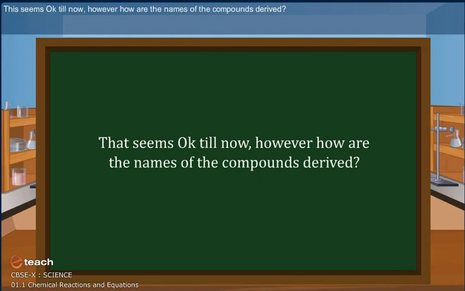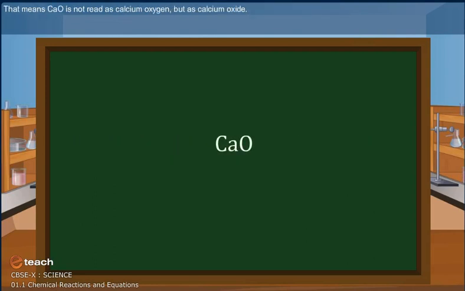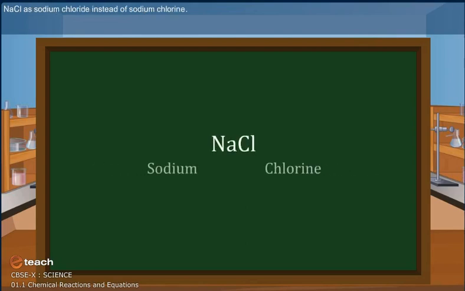However, how are the names of compounds derived? Well, it is remarkable to note that the name of the electronegative element changes with the suffix IDE. That means CaO is not read as calcium oxygen but as calcium oxide. FeS as iron sulfide instead of iron sulfur. NaCl as sodium chloride instead of sodium chlorine.